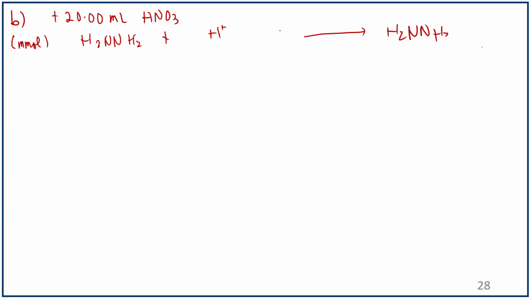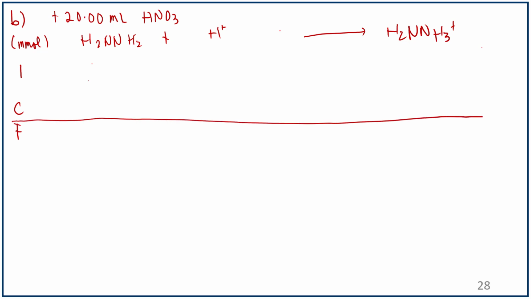Okay, giving it enough space because I want to write a lot of things. Okay, and then it's an ICF table. So we begin first with the number of millimoles of hydrazine. So that's equal to 100 times 0.100 molar. That's going to give you 10.0.